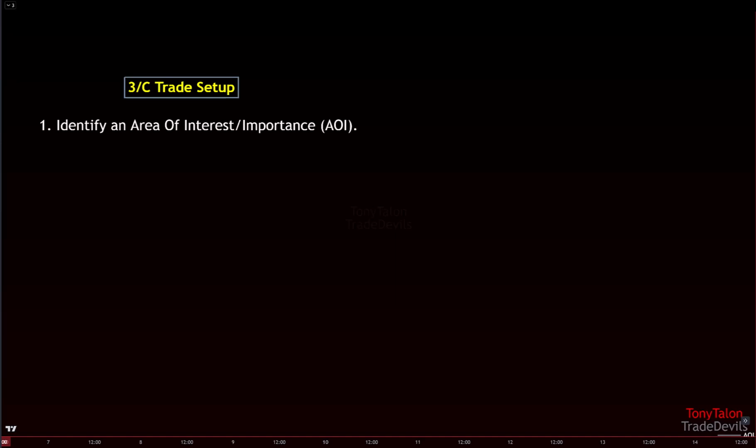identifying an area of importance or interest. It can also be considered a point of interest, depending on your terminology, but essentially what we're looking for is some fibs, geometry, it doesn't matter. Whatever your method is, EMAs, doesn't really matter. We're looking for a point of interest here to kind of base our trade setup off of. So that's the first thing we're going to look for here, the area of interest.